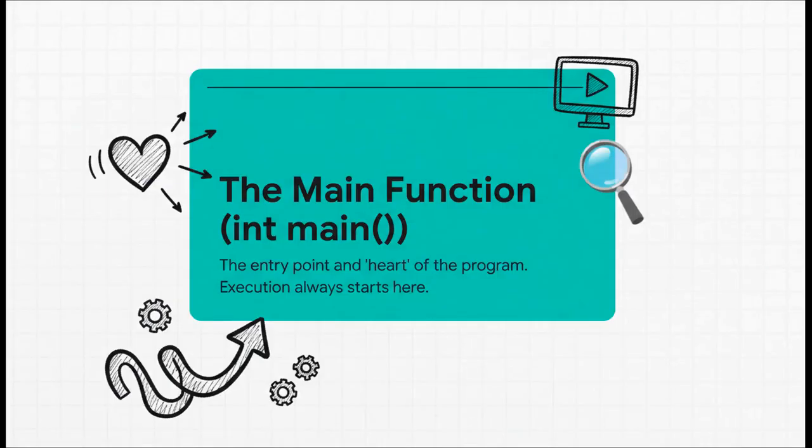Next up is int main. Now this is the big one. This is the absolute heart of the program, the main entrance. No matter how huge or complex your code gets, the computer always looks for main first. It's the official starting line where everything kicks off. Every single C program has to have one.